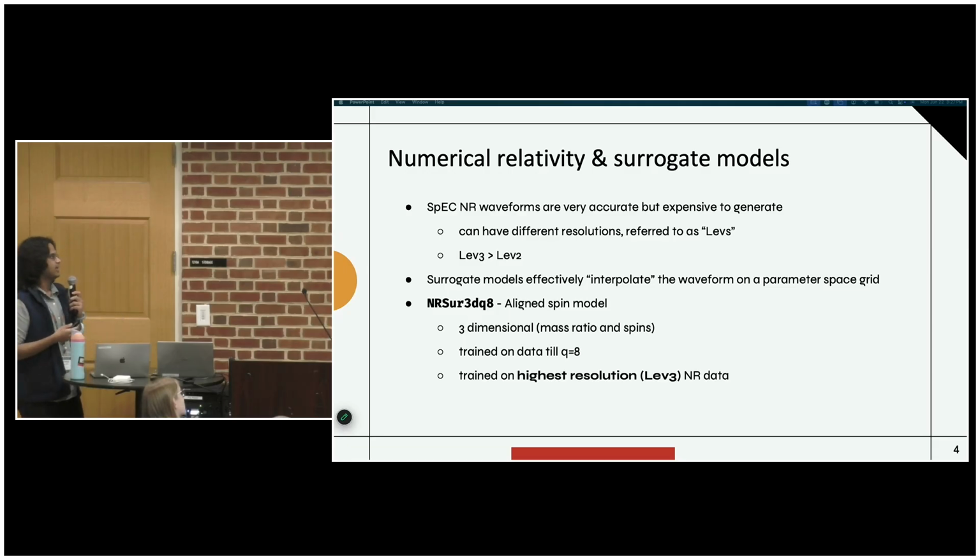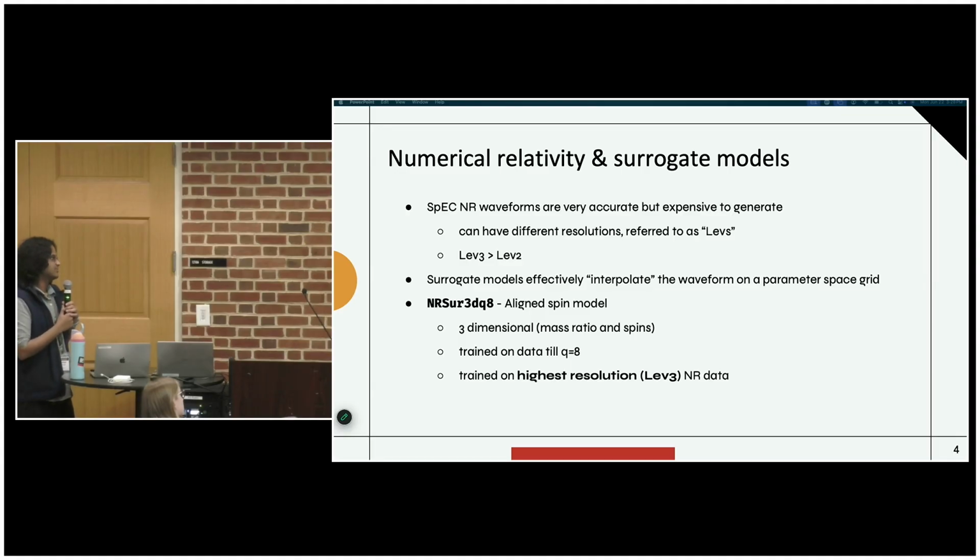We took NR waveforms generated using the Spectral Einstein Code. These are great because they're very accurate, but the issue with them is that they're very expensive to generate. One simulation can take months to get, and doing data analysis with that would be horrible. These also come in different resolutions that are referred to as LEVs. So a LEV 3 NR simulation would be a higher resolution than a LEV 2 NR simulation.